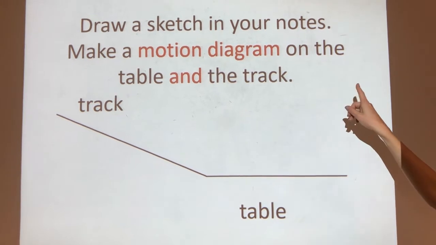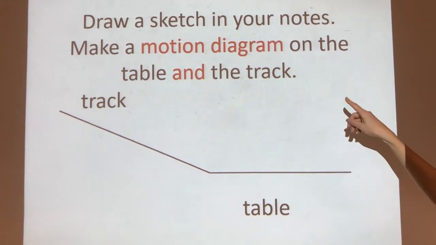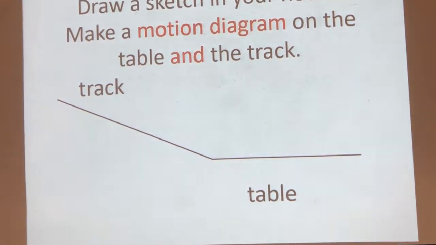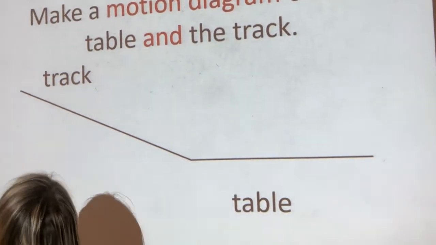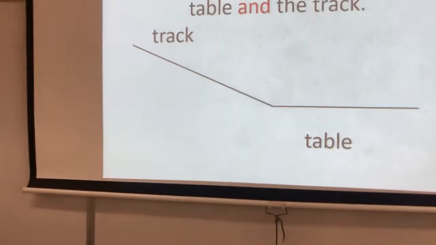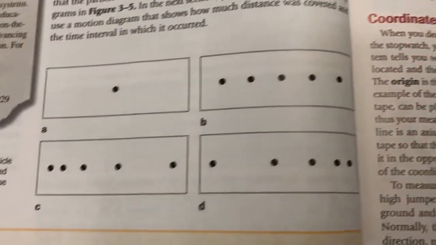Draw a sketch in your notebook, in your notes. Make a motion diagram on the table and the track. What dots are best to show what's going on in the track, and what dots are best on the table? They should be able to do this. You don't have to show them. All right, moving right along then. Track, table.